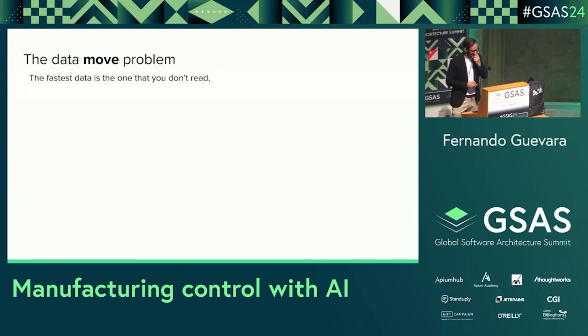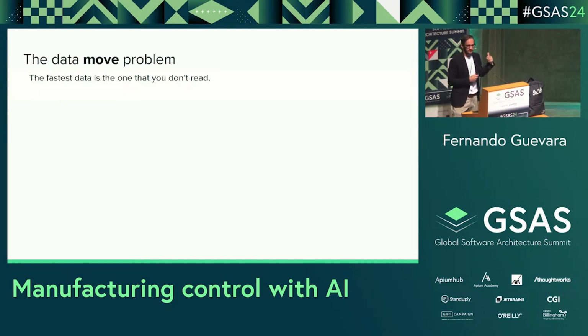So the data move problem, I think Javi Santana stated it better than myself. By the way, if you don't know him, he's in many conferences, he's the founder of TinyBird and super knowledgeable when it comes to data. He said, the fastest data is the one that you don't read. So the fastest way of processing your data is if you don't read it, but you don't fulfill your objectives. But that also means that the more to the left you shift your processing, the faster you get your answer.